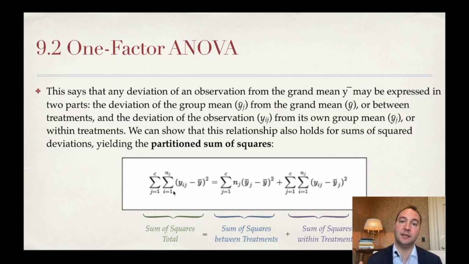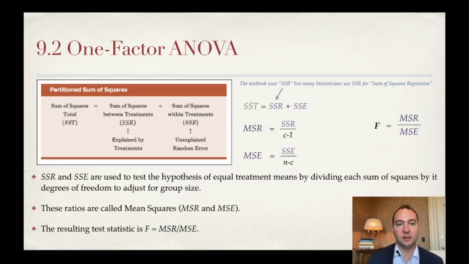Let's take that example of height again. If we're looking at the difference between each individual's height and the overall average height of Sogang students, we can split that up by which group they belong to: the difference between each group and the overall mean, and the difference between the group means and each individual. So that brings us to our partitioned sum of squares.